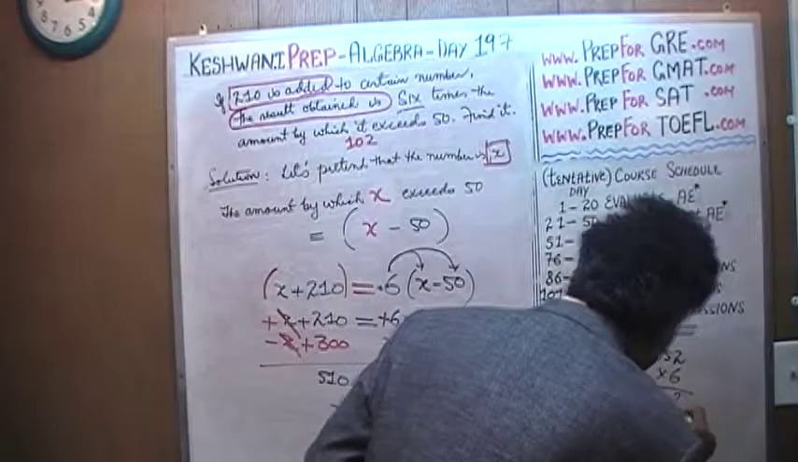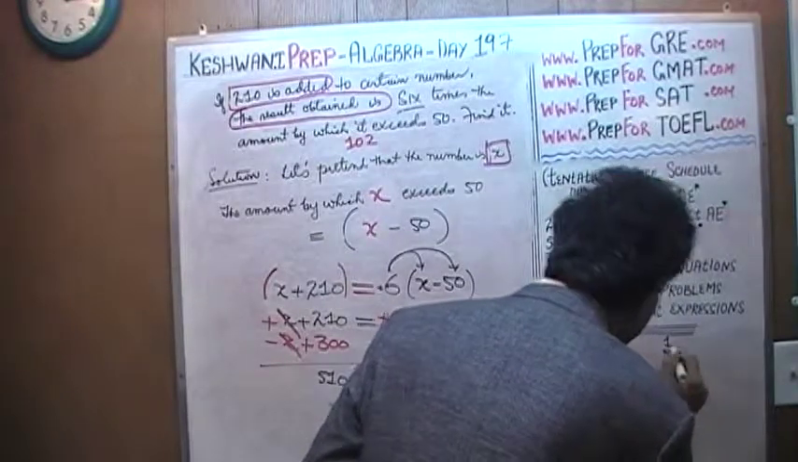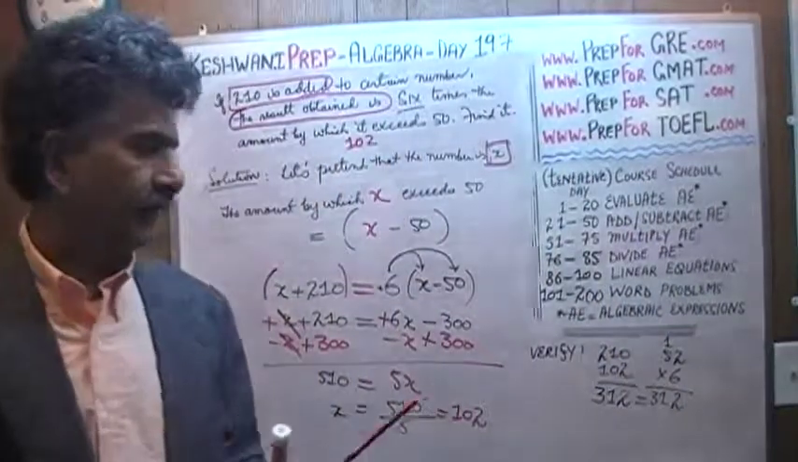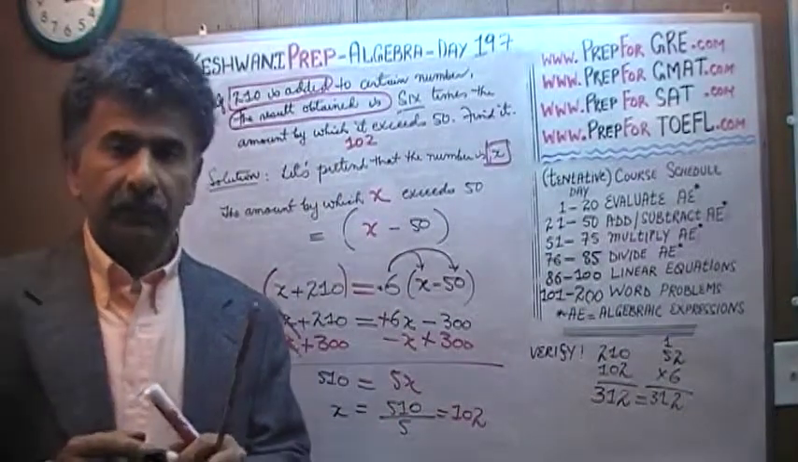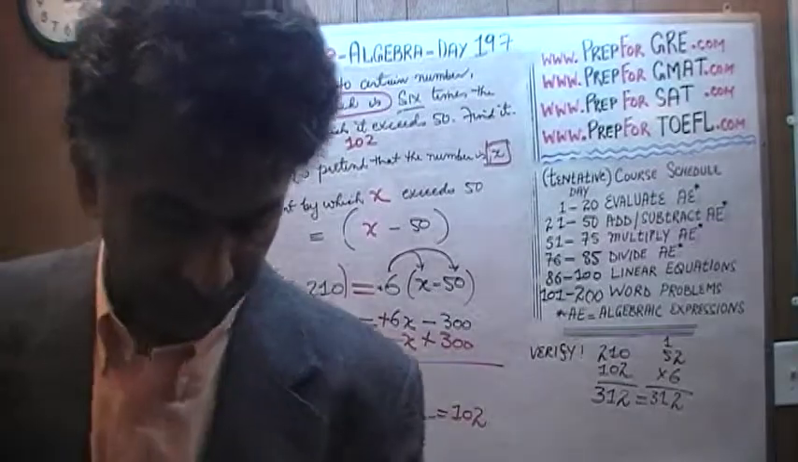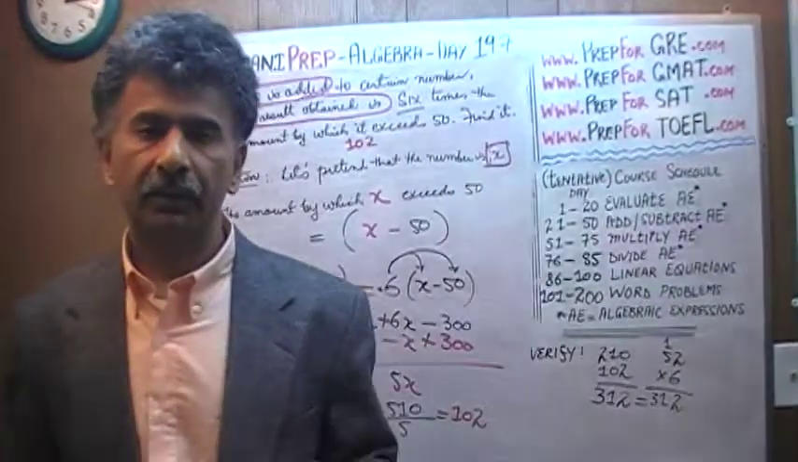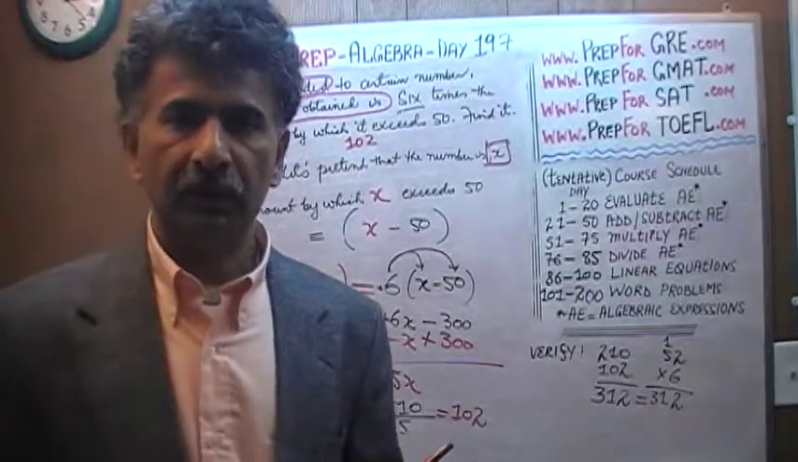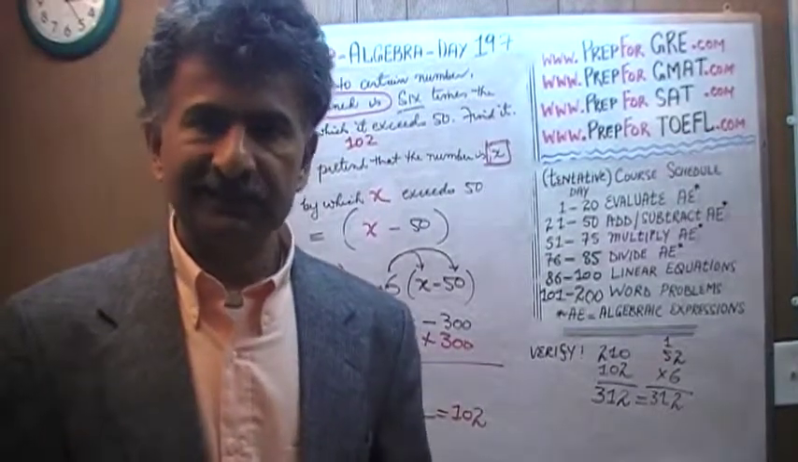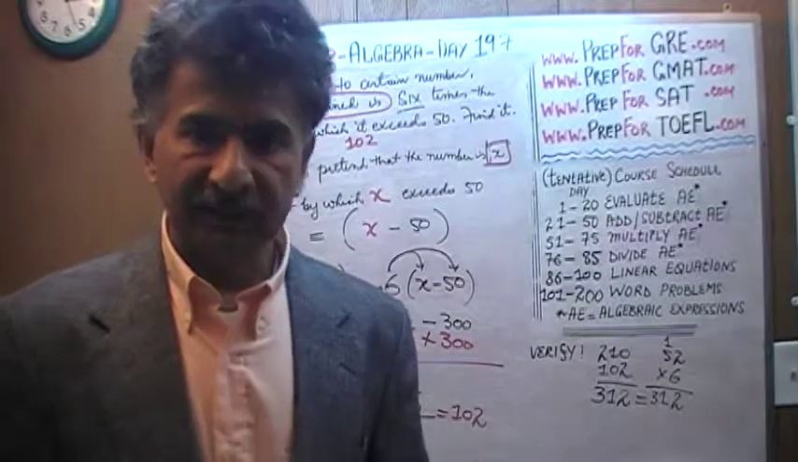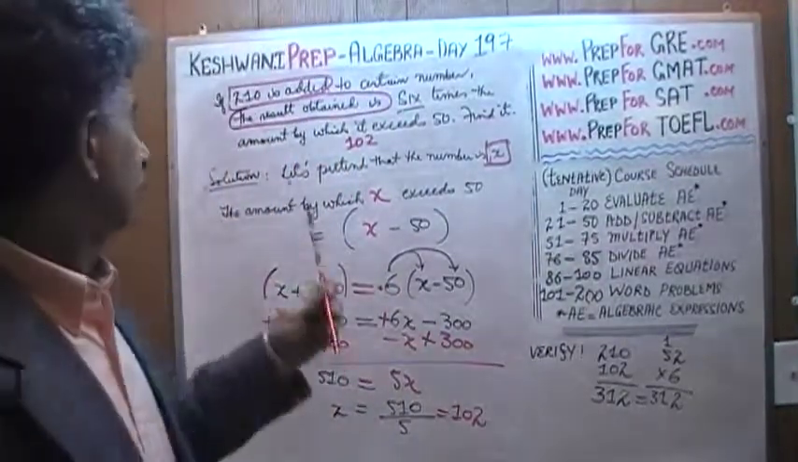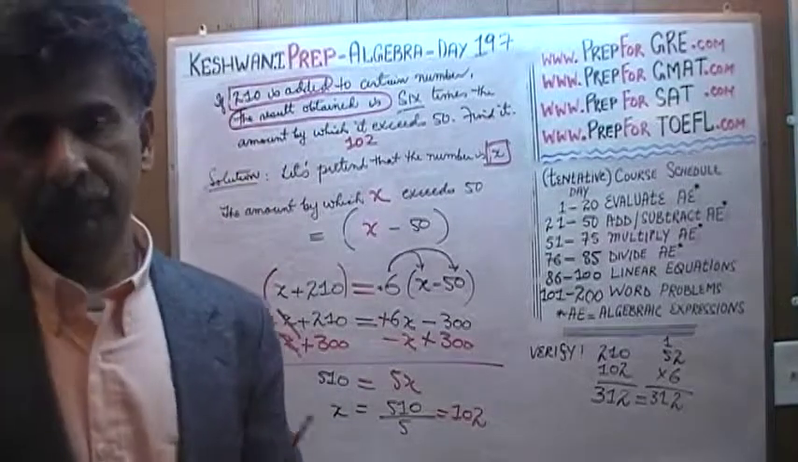2 6s are 12, carry 1. 6 5s are 30, plus 1 is 31. And what do you know? It does actually equal 312. The amount by which 102 exceeds 50, 6 times that quantity does in fact equal 102 plus 210, which is what the problem told us.